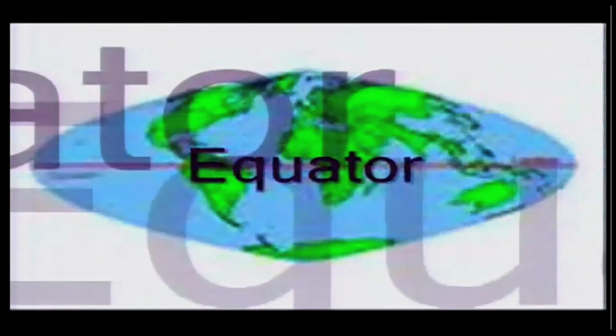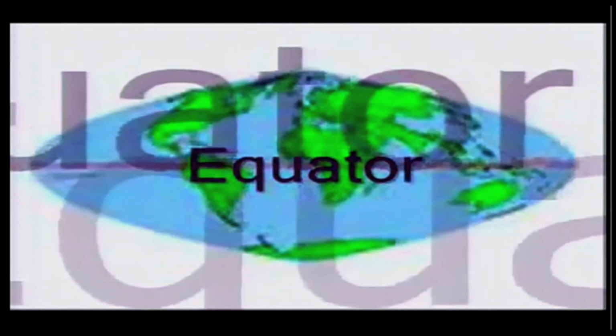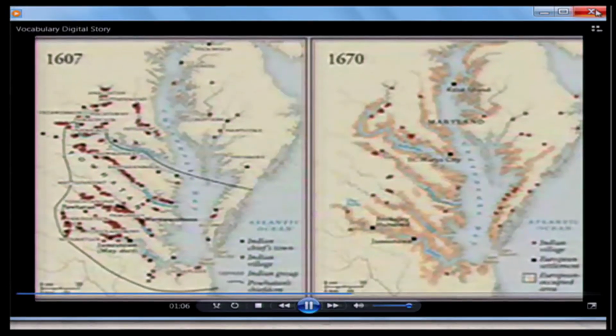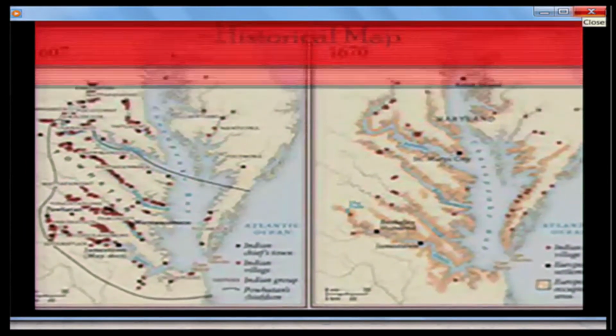There is an imaginary line of latitude that we call the equator. It runs around the middle of the Earth, going east to west. Another way we can tell where things are on Earth is by using maps. This map is a historical map. That is, it tells how things were in our past.